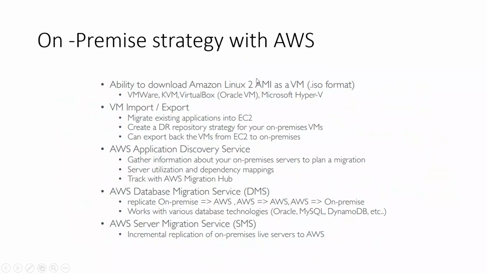So, on-premises strategy with AWS. Now basically what happens in this case? You are running a certain environment on-premises and you want to replicate or migrate it to AWS. So what are the strategies for that? Basically you have the ability to download the Amazon Linux 2 AMI as a VM. So you can download it in .iso format. Then, as you have the particular Linux in .iso format, you can install it on all of your servers. If you want to install it on your on-premises servers, you can do that.